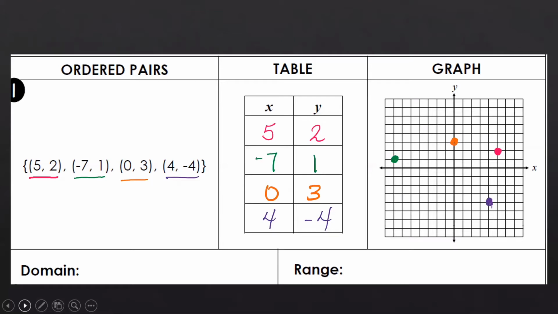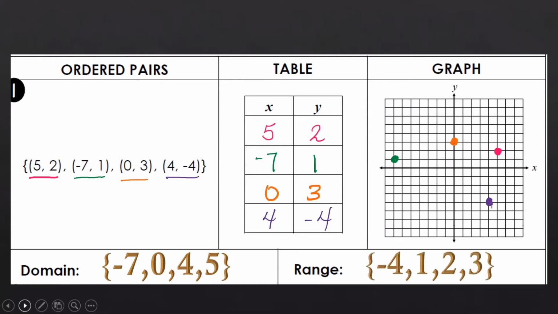So by putting it in a table, look how quickly I can find my domain. My domain is all of my x values. Okay? Typically, we write them in numerical order. If you don't, that's okay, but you're just writing the x's, nothing else. Your range, I just write the y values. That's it.